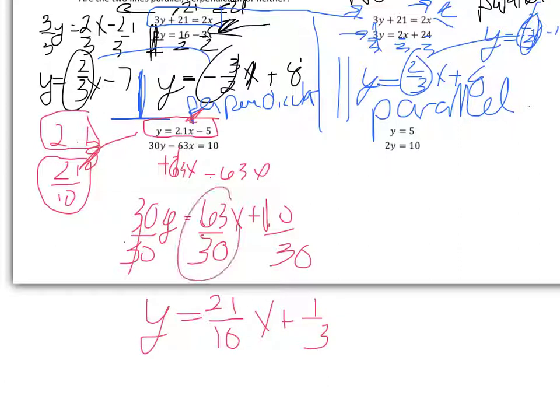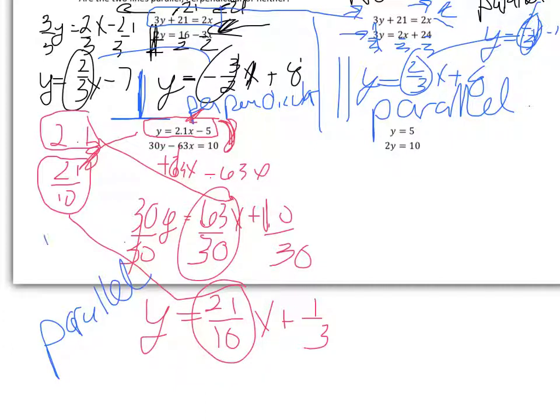Now, if you did this in your calculator, you get the 2.1. I reduced it to get the 21 tenths. So it looks like the slopes of these two lines are in fact the same, and the y-intercepts are different, so these are parallel. I'm going to put the little two parallel bars there.